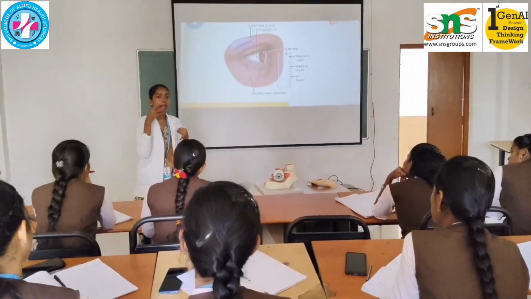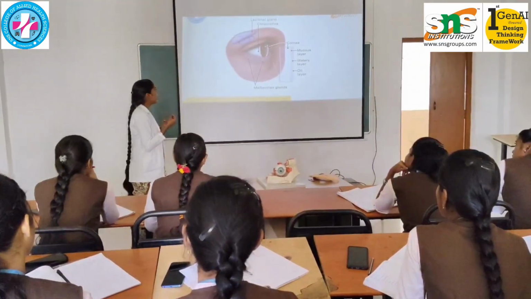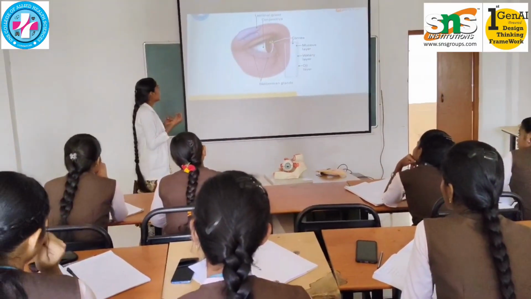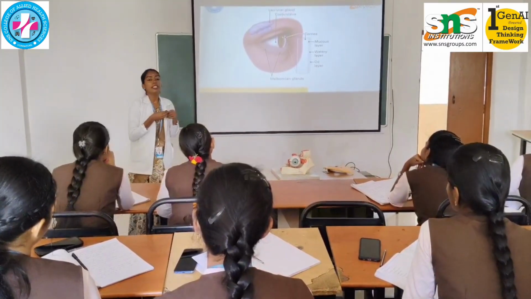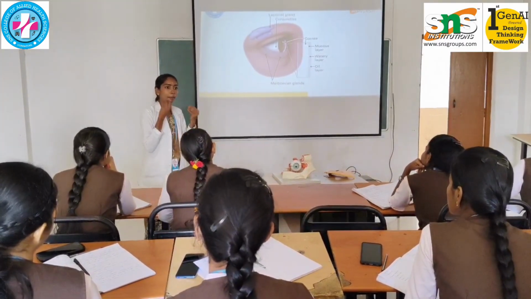Here are the associated structures of the eye. Next we are moving into the internal structure of an eye. External means the iris, pupil, and cornea are all under the external structure. Next is the internal structure of the eyes.